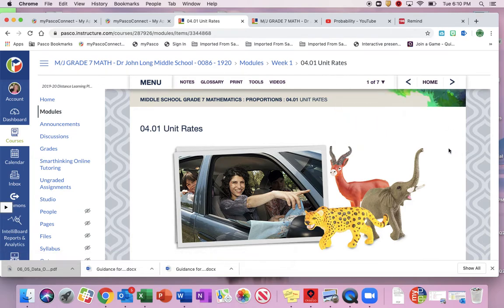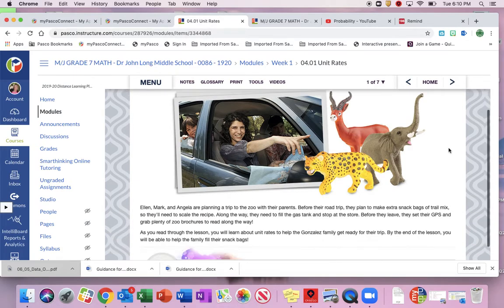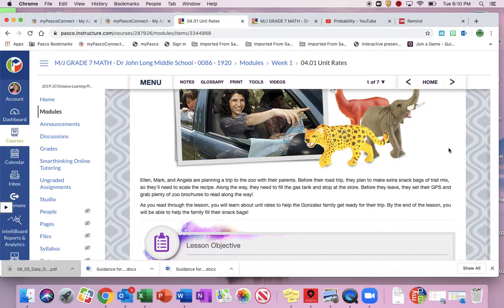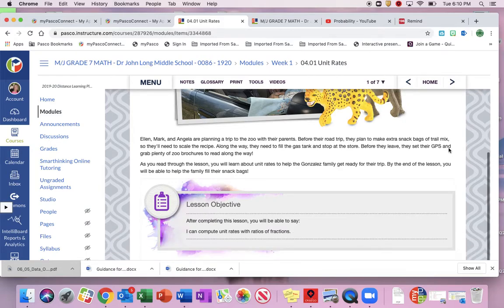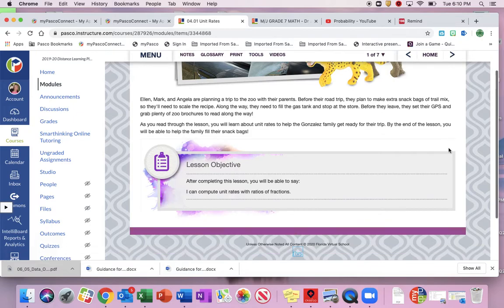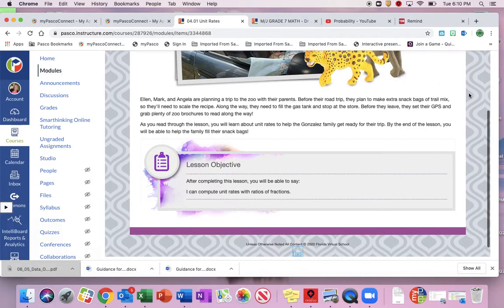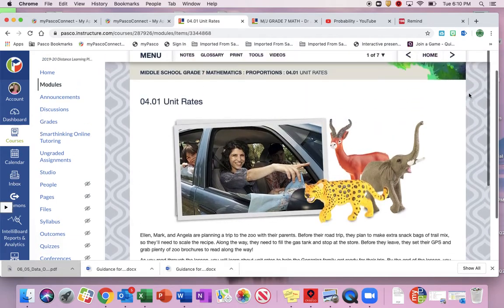You should be reading them all. You should be scrolling through all of the pages. The first one is on unit rates, which is a review from earlier in this school year. The lesson objectives are posted at the bottom. After you do the lesson, you should be able to compute unit rates with ratios of fractions.